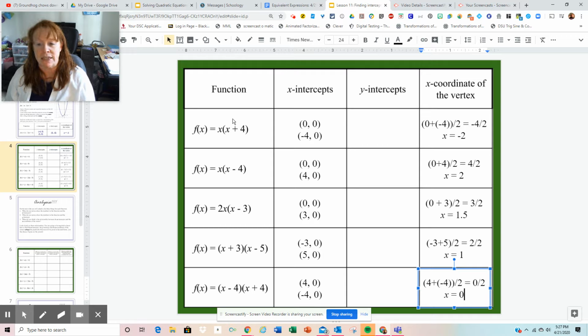So some people were asking today, is it easier to do this when this is in standard form? No, it's not, because there's a whole different way to find what these x-intercepts are if it's in standard form. You want these in factored form like this. That's what makes it easy. And that's what we're going to be focusing on for the next little bit.